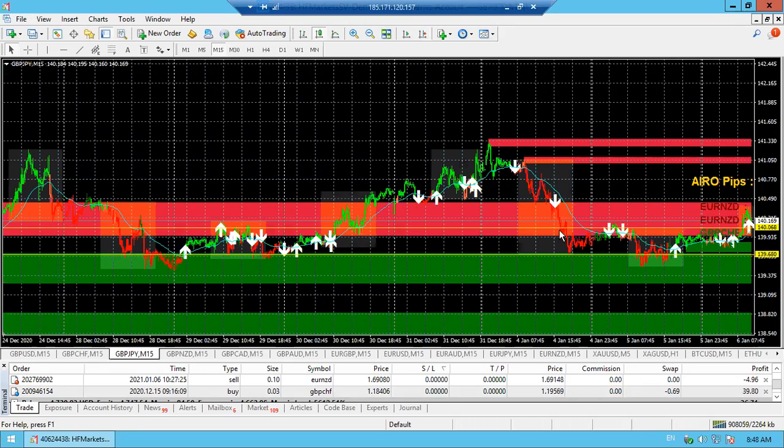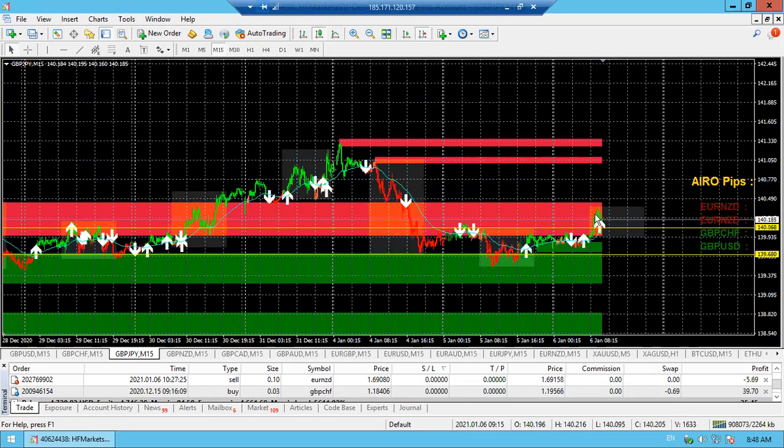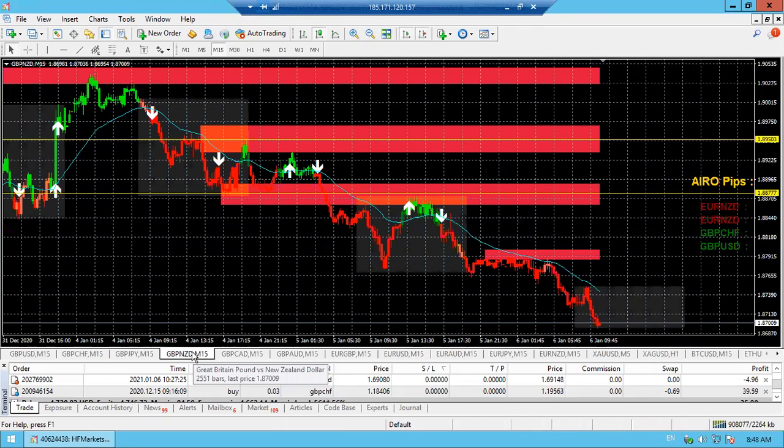Let me check other pairs. Okay. This is JPY. It's currently on the resistance zone. It has not left that resistance zone, so we don't have any opportunity there right now.